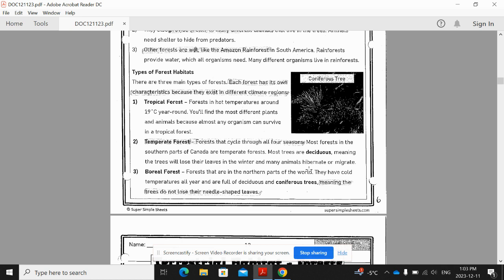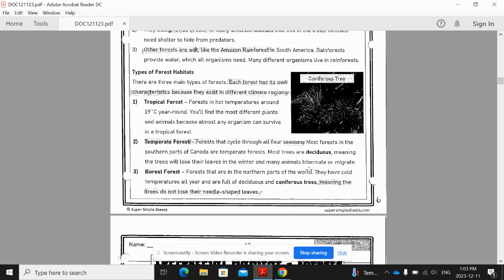Temperate forest. Forests that cycle through all 4 seasons. Most forests in the southern parts of Canada are temperate forests. Most trees are deciduous, meaning the trees will lose their leaves in the winter and many animals hibernate or migrate.